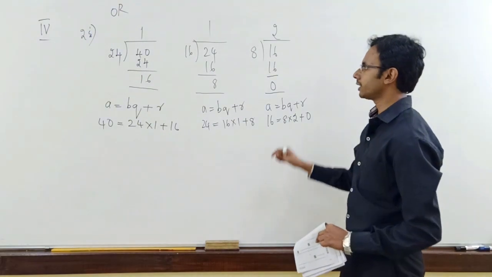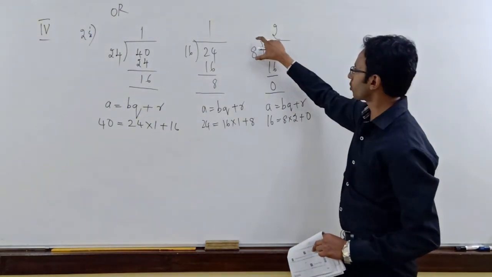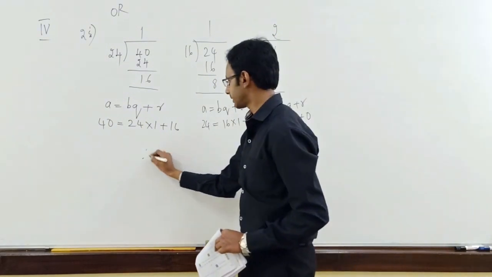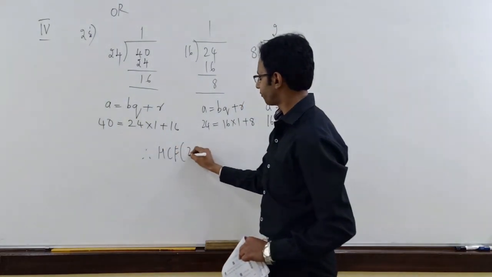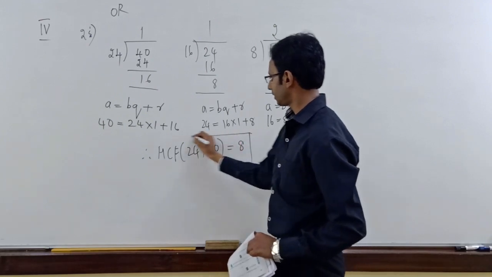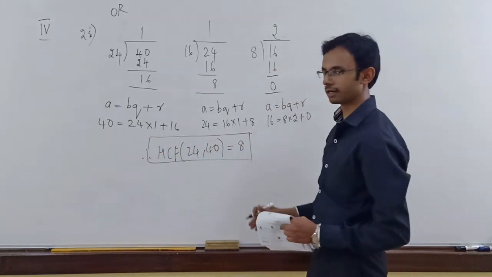So according to Euclid's division algorithm, the last non-zero divisor is the HCF of the given numbers. So we can say the HCF of 24 and 40 is 8. So this is the first segment which will give 1.5 marks.